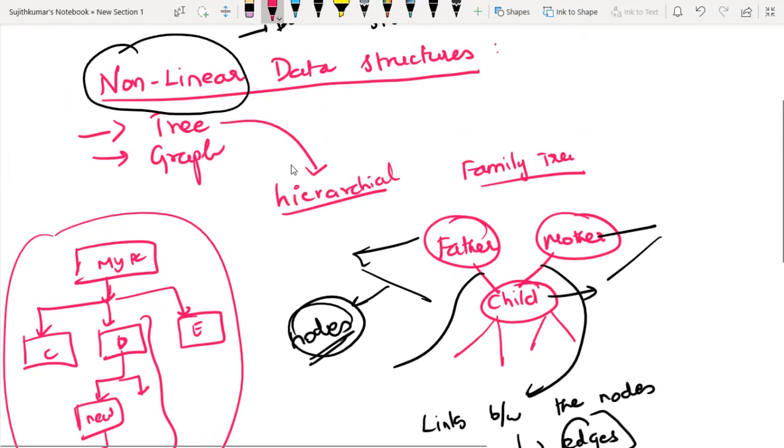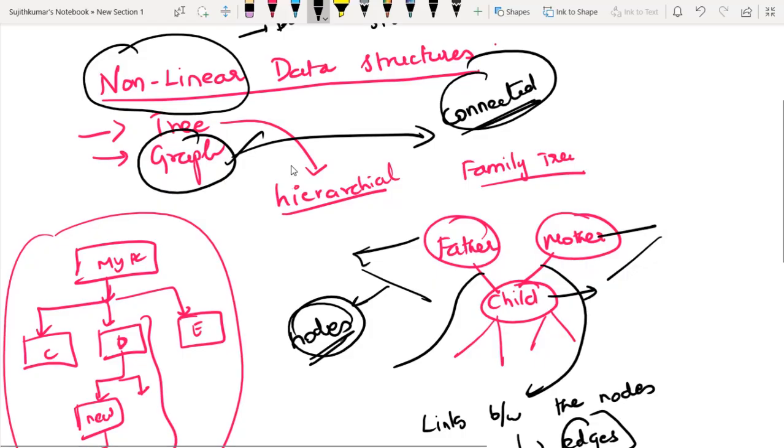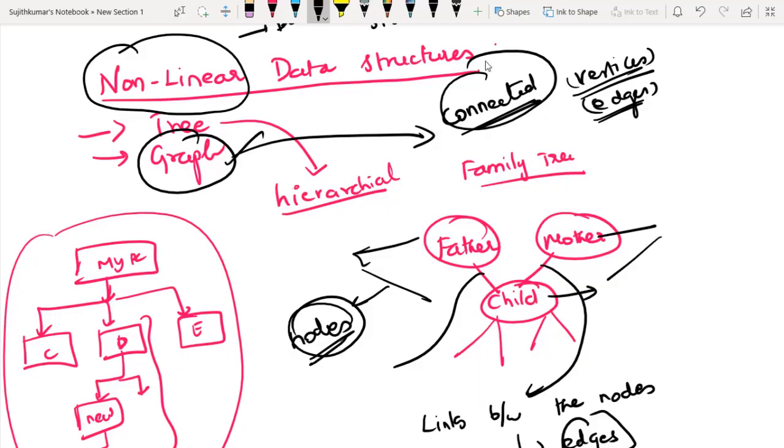So this is a tree. A graph is something that is connected. The nodes are connected, but not in a hierarchical manner. In a graph you also have nodes, but those are called vertices. Edges are called edges only in graphs as well. We'll see about them in much more detail in the upcoming videos. This is a basic introduction on the non-linear data structures.